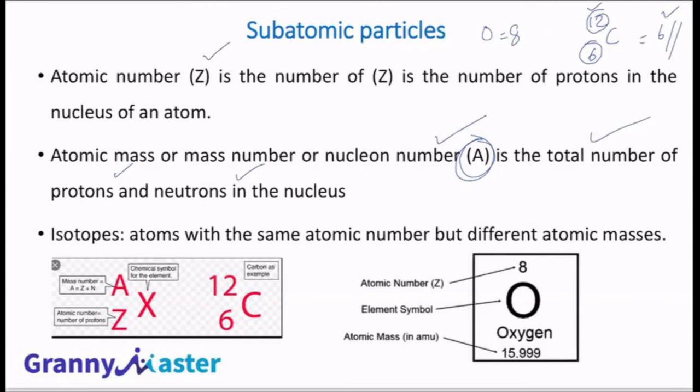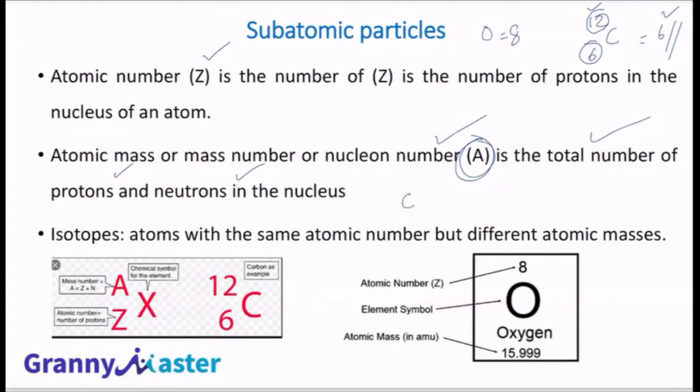Now you have learned about the term isotopes. Isotopes are atoms with the same atomic number and different mass numbers. We call them isotopes. So isotopes have the same atomic number and a different mass number, which means isotopes differ in their number of neutrons.